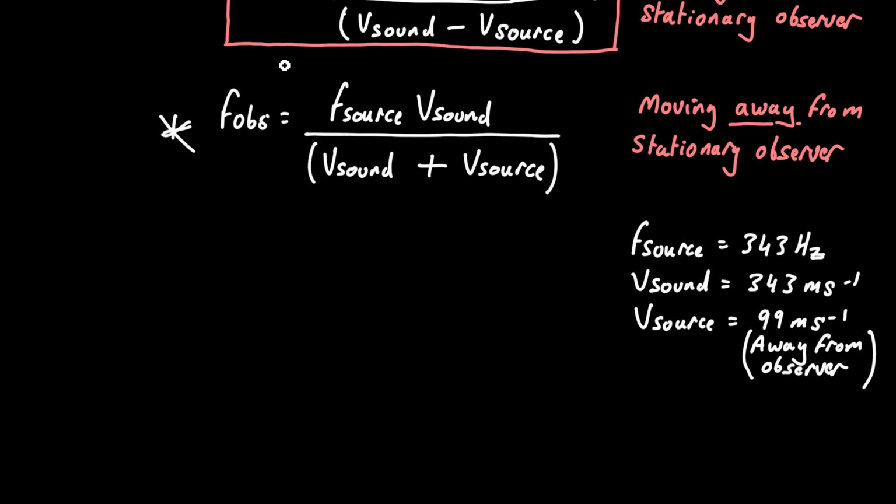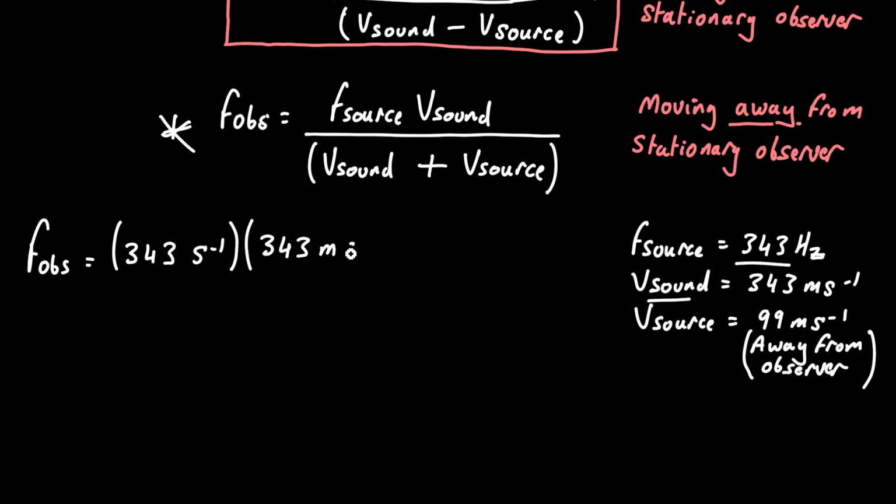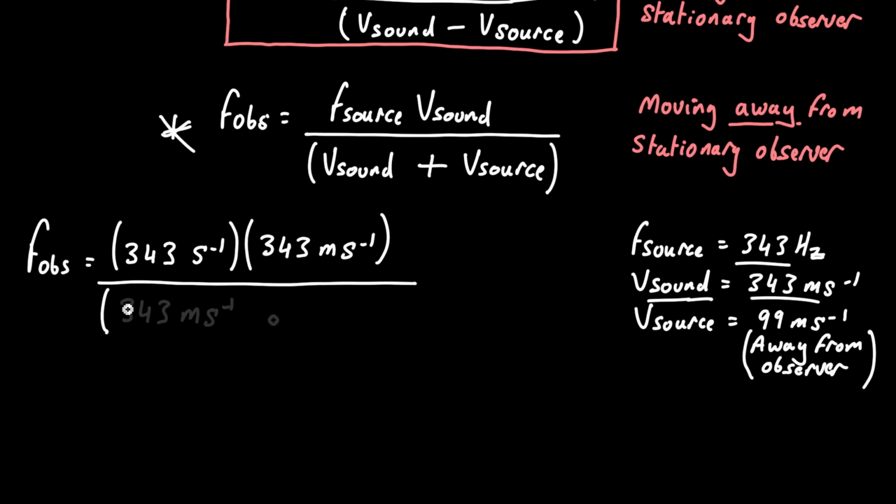So if we plug in our values now, we've got the frequency of the source, which is 343 Hertz. And I'll put units here of seconds to the -1. I've done this so you can see whether the units balance on both sides of the equation. We've got the speed of sound in air, which is 343 meters per second. Then we divide this by the speed of sound in air, and we add the speed of the source of sound.